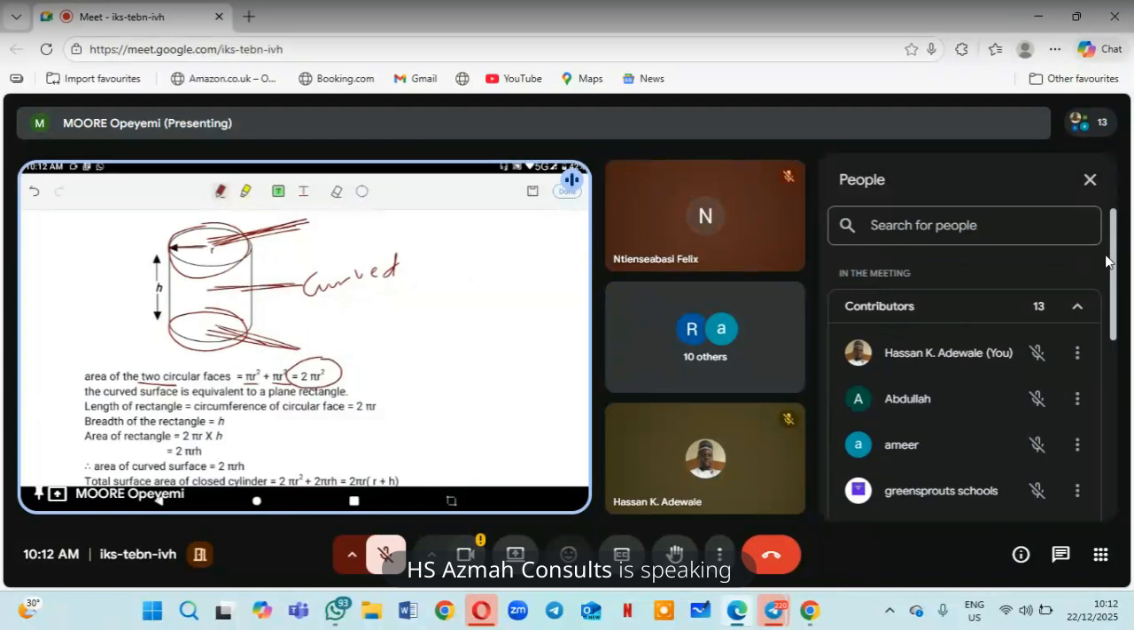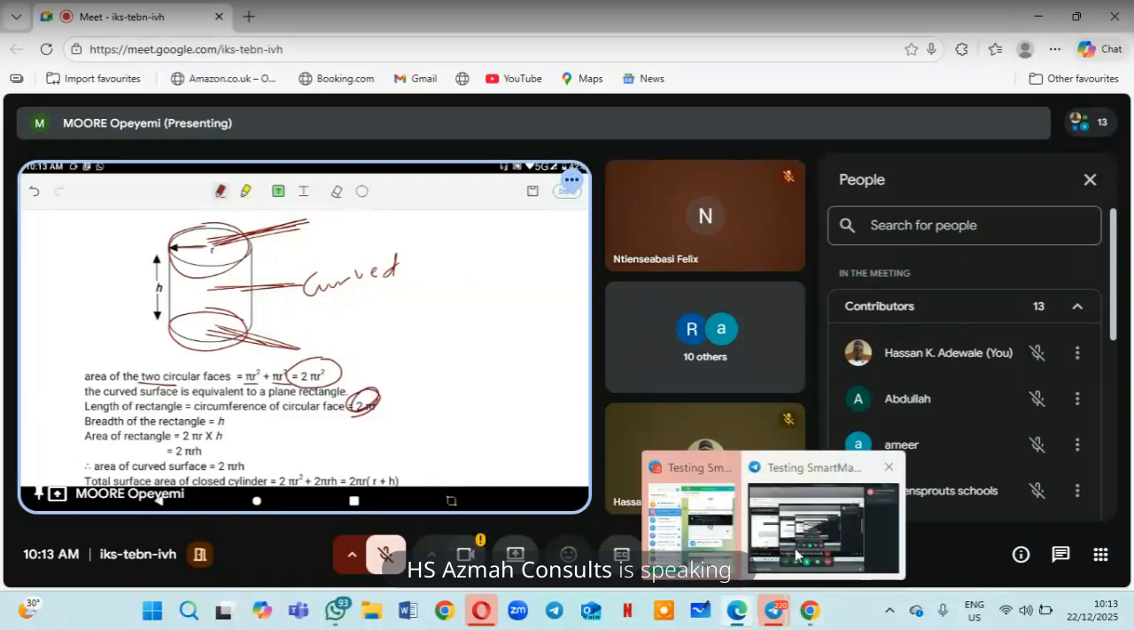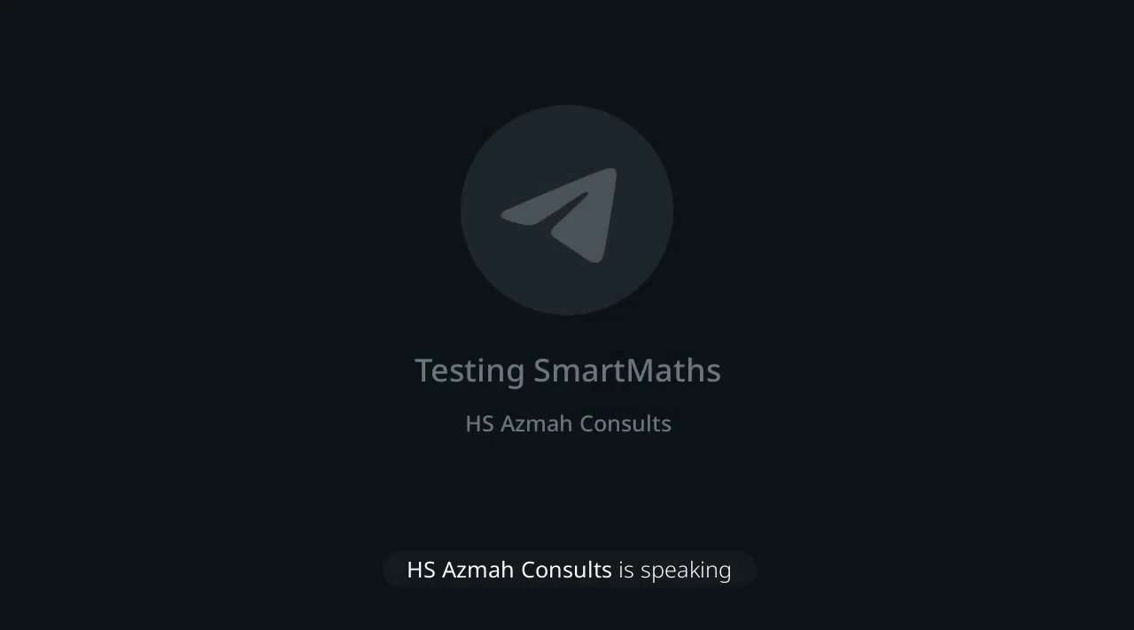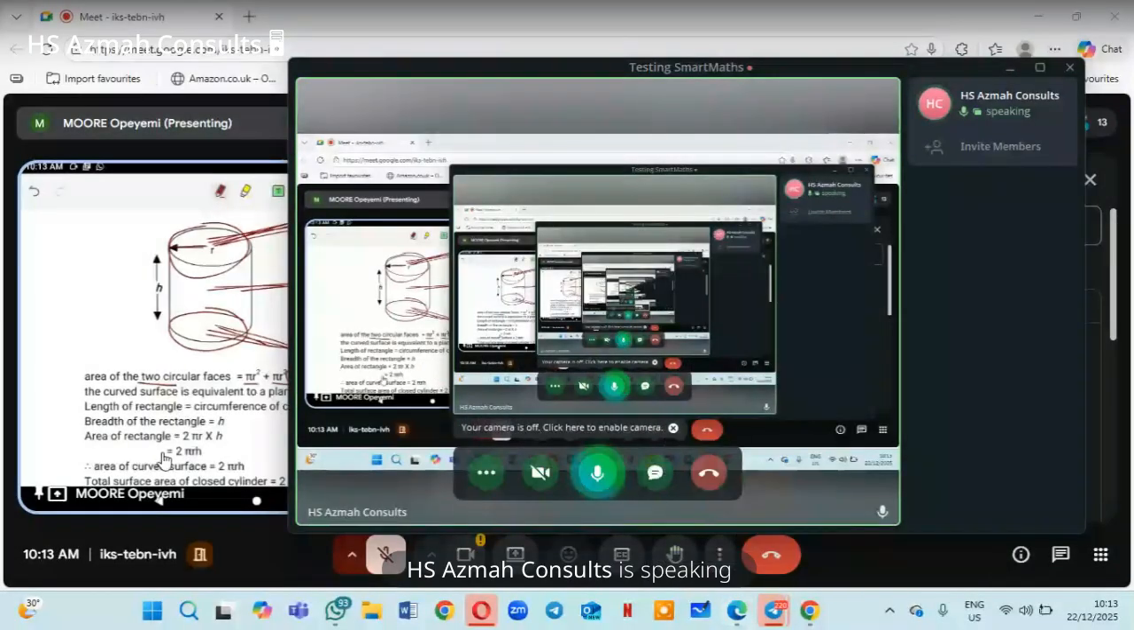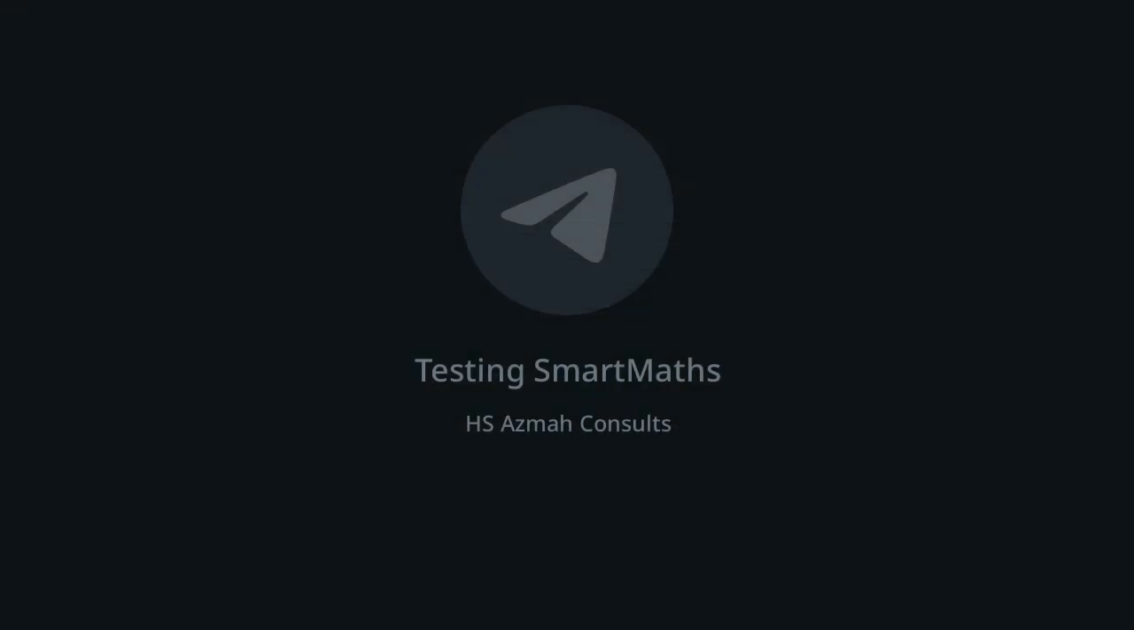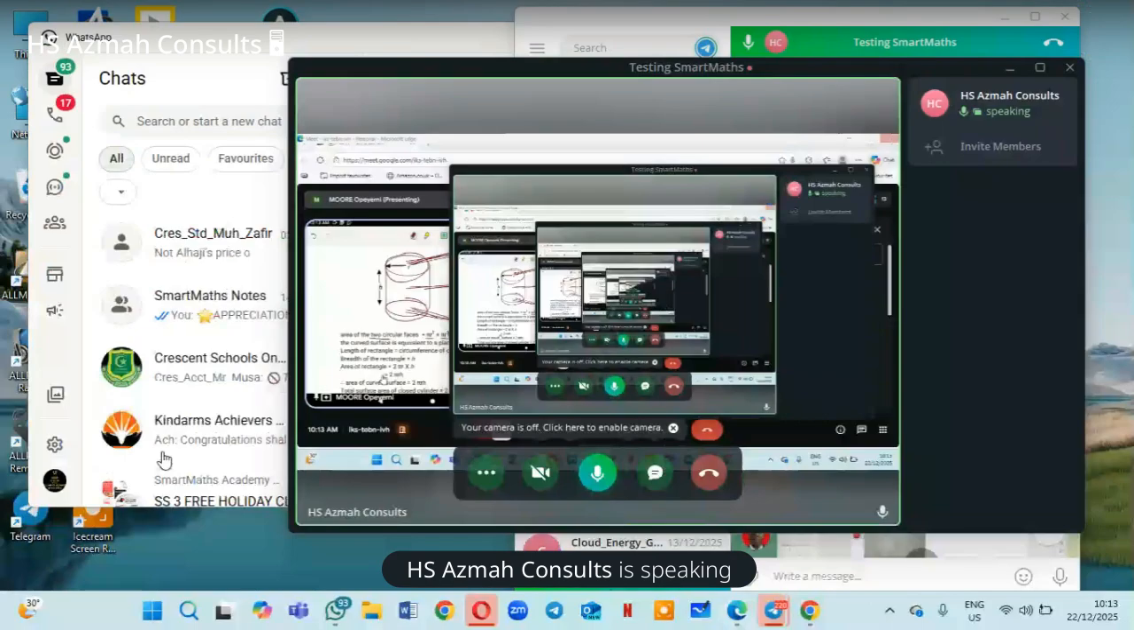Now the curved surface is equivalent to a plain rectangle. You must have seen that when we turned it into a net. The length of the rectangle is equal to the circumference of the circular face, which is 2 pi r. The breadth of the rectangle is the height, h. So the area of the rectangle is circumference times height, 2 pi r h.